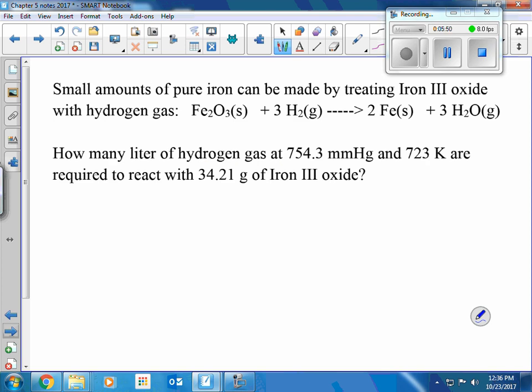And the next one we have here is also asking for a volume: how many liters of hydrogen gas are required to react with this iron(III) oxide. Again, there's a balanced equation there for you, and you just need to do some stoichiometry. So at the end, if you get 38.4 liters, you have done that problem correctly. And like I said, we will be going through those in class if you are stuck.